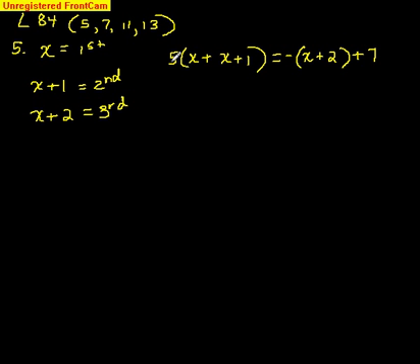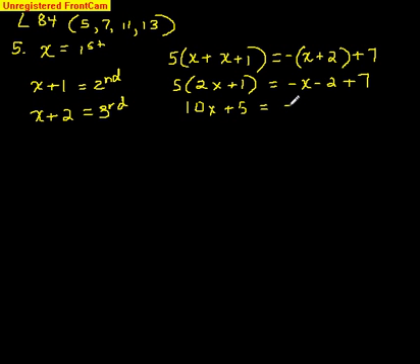So the product of 5 and the sum of the first 2 was equal to 7 greater than the opposite of the third. Once we get the equation down, it should be easy. So we'll just add inside of the parentheses. We get 5 times 2x plus 1 equals minus x minus 2 plus 7, so 10x plus 5 equals minus x plus 5.